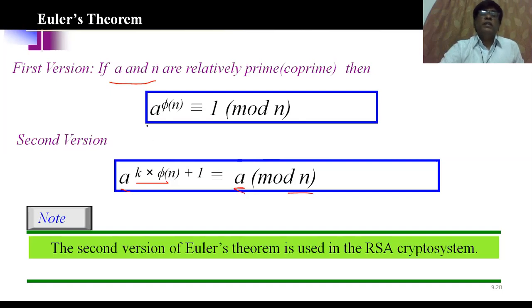So in the first version, a power only phi(n) is congruent to 1. Here, a power some k times phi(n) plus 1 is congruent to a. This second version is used in the RSA crypto system, which will be explained in the next class. So these are the two versions.